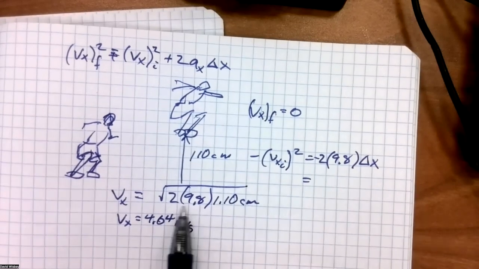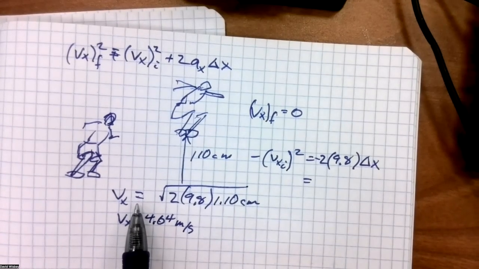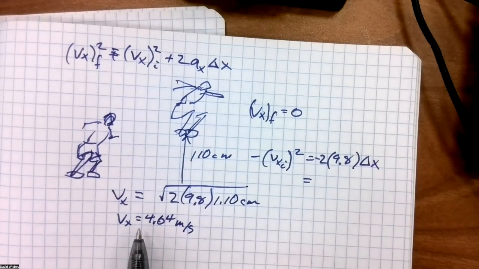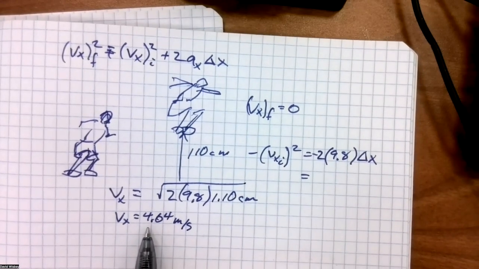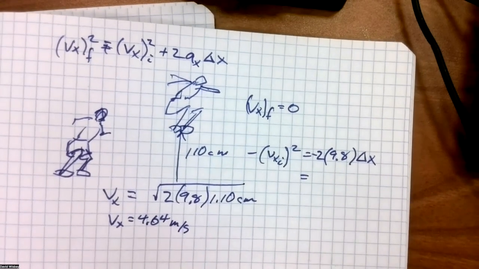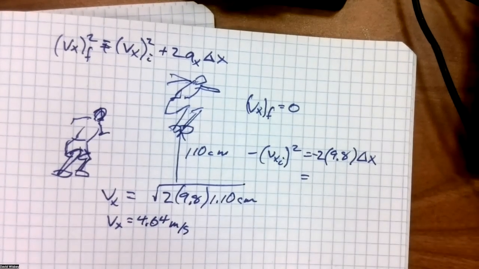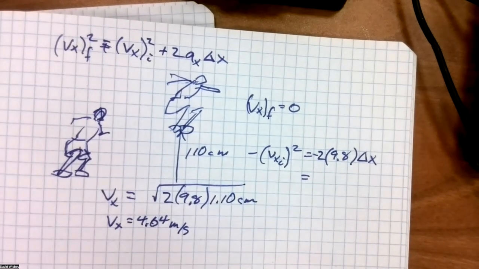So we have 2 times 9.8 times 1.1 meters, right? So that means that if I solve for this, he had to have left the ground with a velocity of 4.64 meters per second. And if you recall, 1 meter per second is about 2 miles an hour. So he'd have to be going about 9 or 10 miles per hour when he left the ground. So that's how fast you have to jump. That's what your velocity has to be right when he leaves the ground.